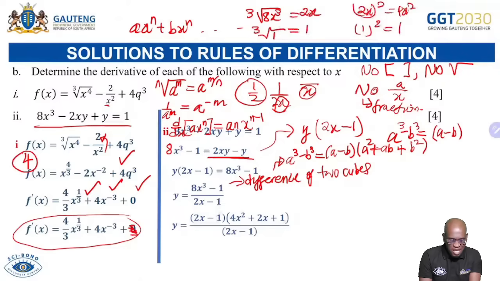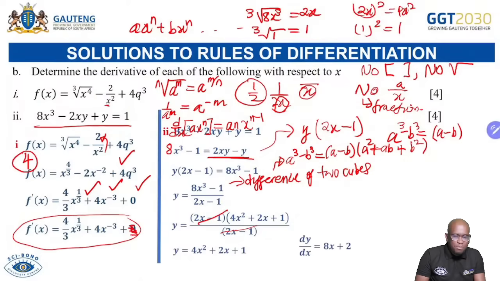You square the last term, you get 1. And then you multiply the product of the two, you get 2x. And then the signs would both be positive. So this one and this one will divide out. So you'd have y equals 4x squared plus 2x plus 1. Then you can differentiate, dy/dx gives you 8x plus 2.